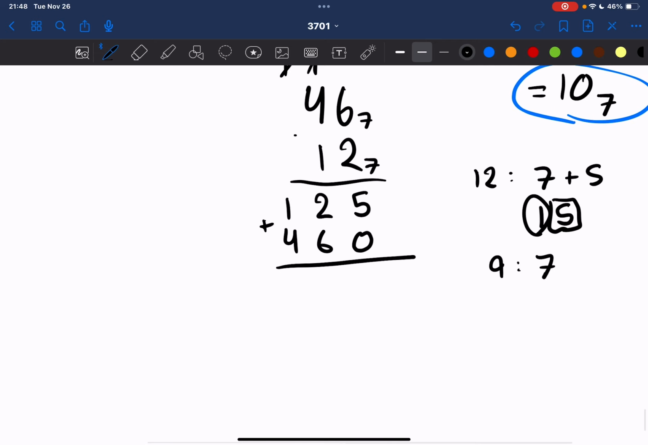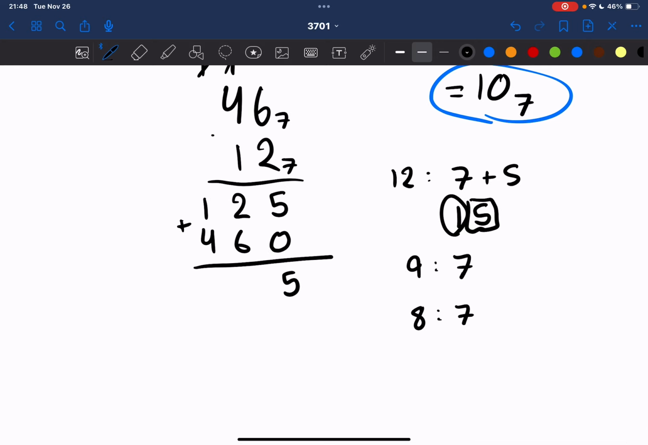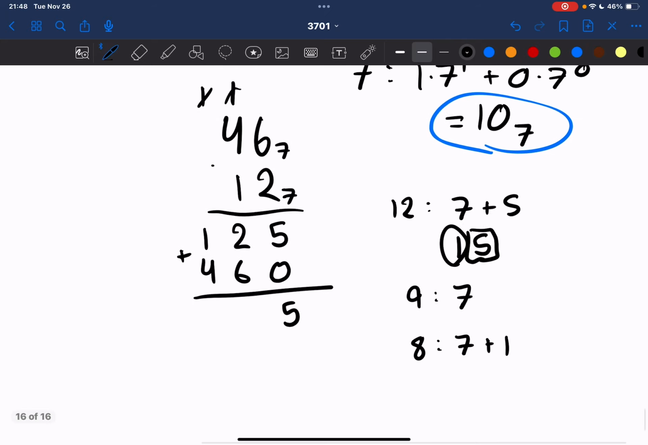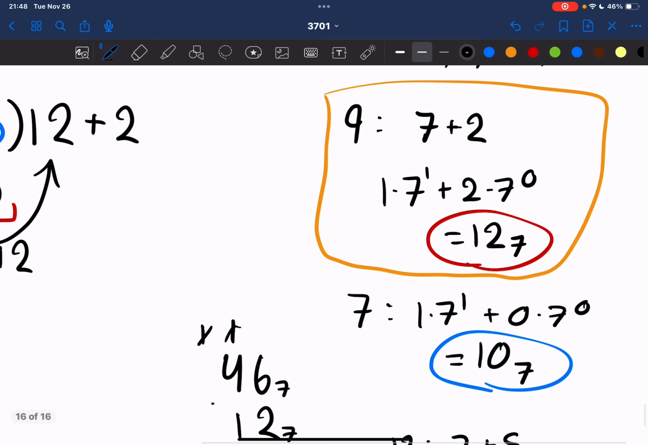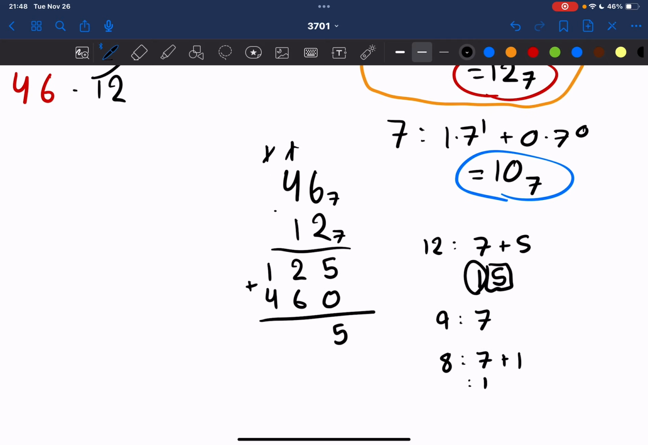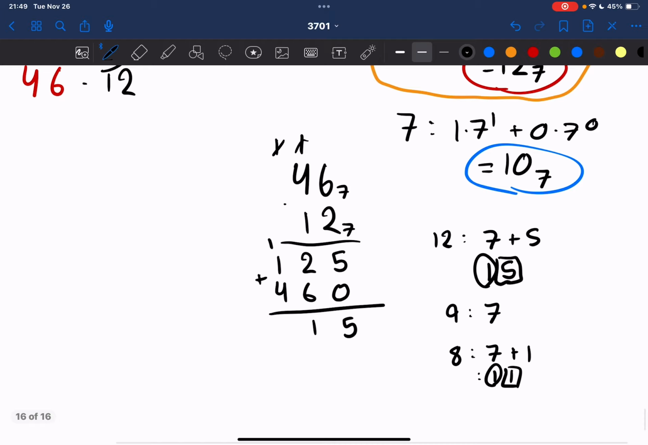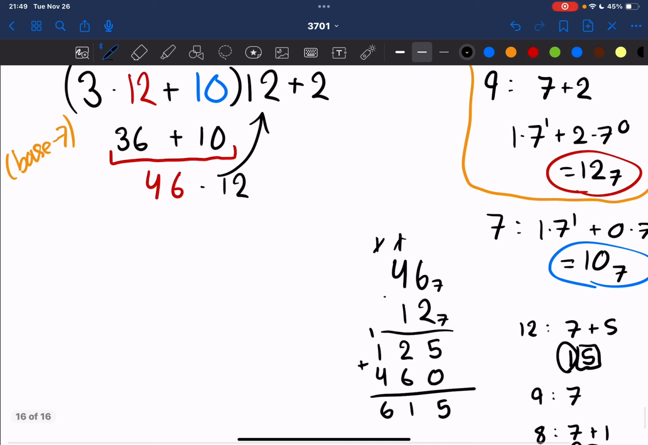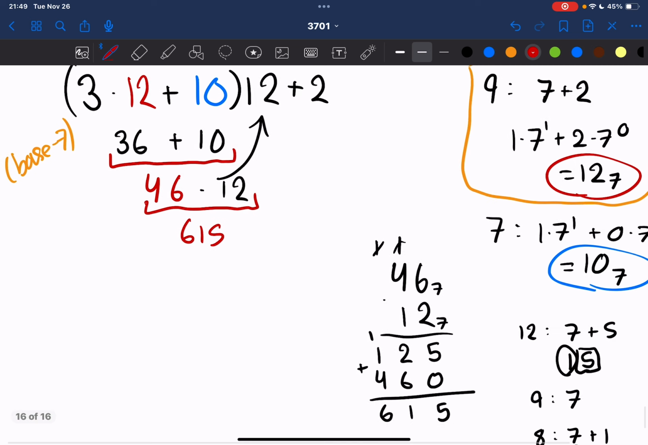So what do we get? We get 5 plus 0. That's 5. 6 plus 2, that's 8, but that doesn't fit into base 7, so we need to convert it. So that's 7 plus 1. Well, we know that 9 is 12, so 8 should just be 1 less, right? So that's just going to be 11. You could also see that here, right? It's 1, 1. So we take that last digit, carry the 1, and then we have 4 plus 1 plus 1, that's 6. So that should be 6, 1, 5. So that means that 46 times 12 in base 7 is going to be 615.